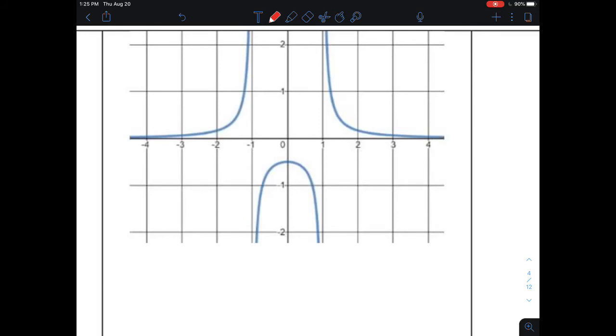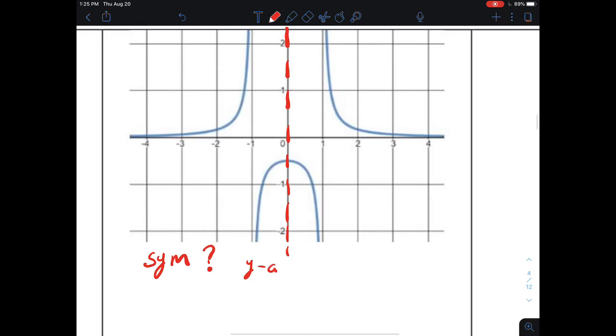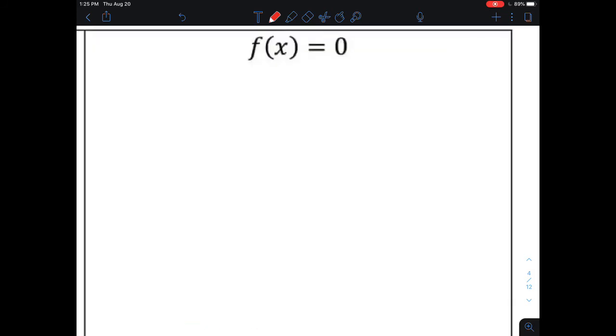So to determine from a graph if a function is even or odd, you've got to look at the symmetry. So what kind of symmetry does this graph have? Well, it has y-axis symmetry. If a function is symmetric about the y-axis, it is even. Now let's look at an equation.